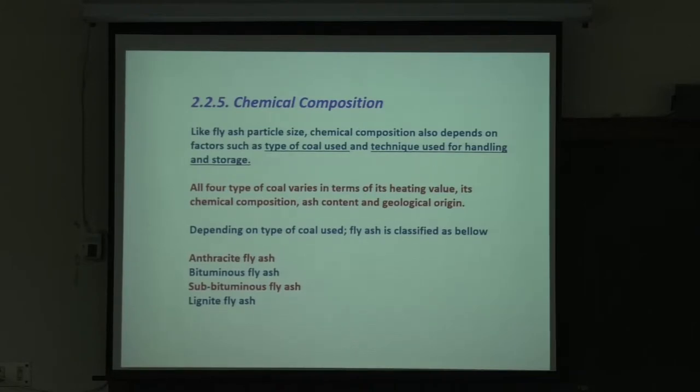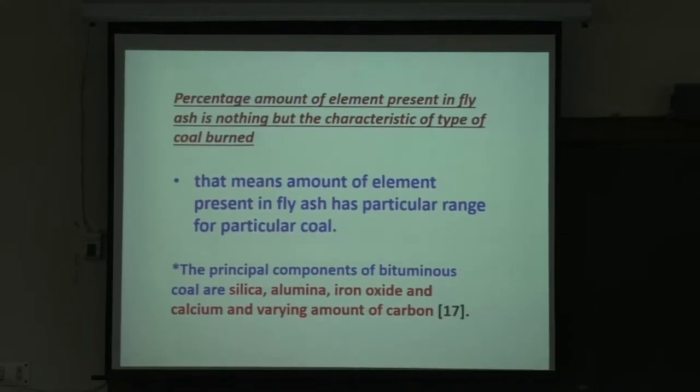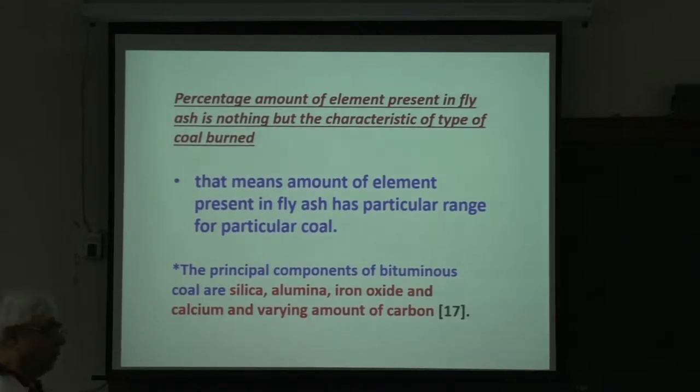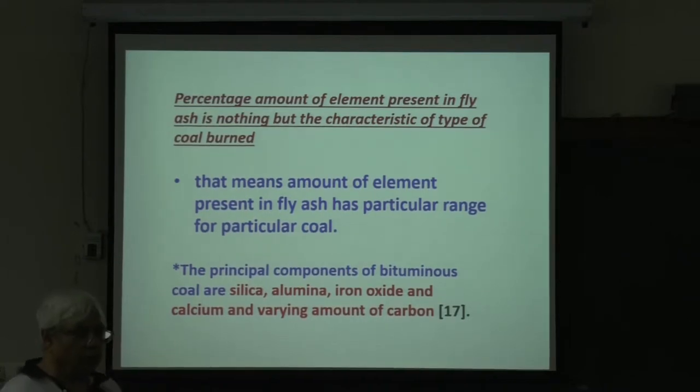Depending upon the type of coal used, fly ash is classified as follows: anthracite, bituminous, subbituminous, lignite. So we can pass through there. Percentage amount of element present in fly ash is nothing but the characteristic type of coal burned. So that means, depending on what kind of coal you get, there are different types of coals. And some coals have more water, some coals have much less water.